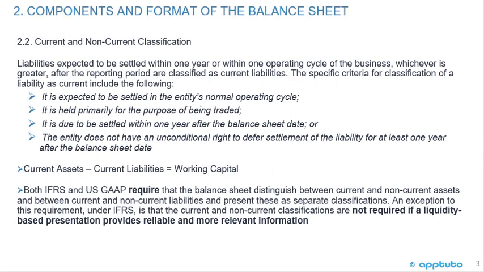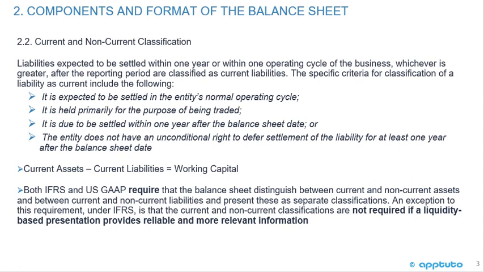Components and format of the balance sheet, current and non-current classification, now with regards to liabilities. Liabilities expected to be settled within 1 year or within one operating cycle of the business, whichever is greater, after the reporting period, are classified as current liabilities. The specific criteria for classification of a liability as current include the following.